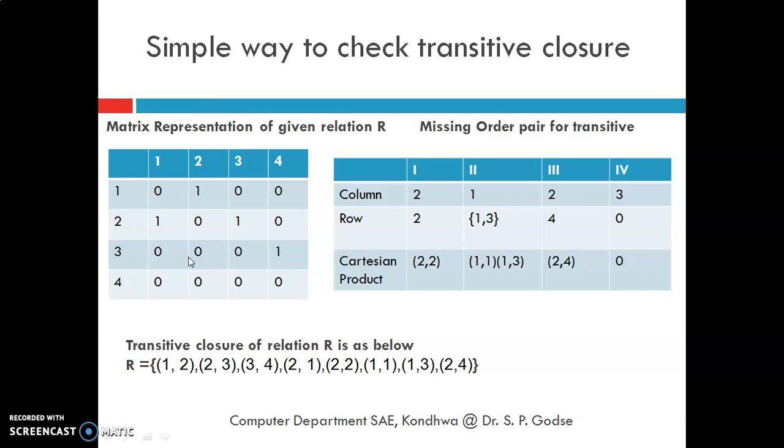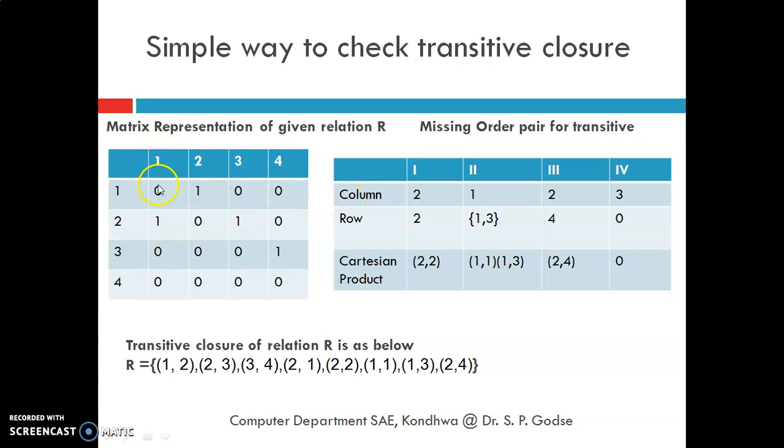Now, using this matrix, we have to find the missing ordered pairs needed for the given relation to become a transitive relation. For this there is a trick. In this case there is a 4 by 4 matrix, so take 4 columns and 2 rows. The first row is for the column and the second row is for the rows. So initially, consider the first column of the matrix and the first row of the matrix.